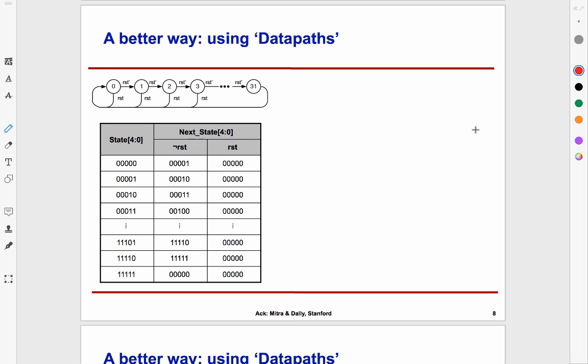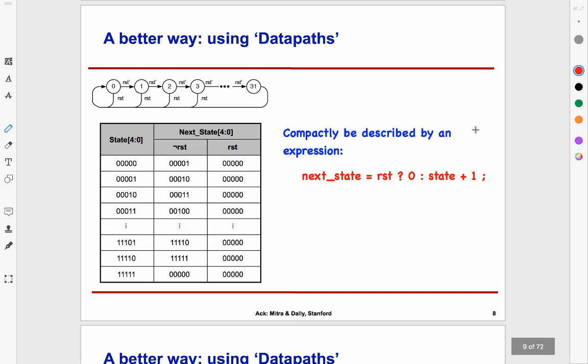Data paths are entities in which there are registers which hold data, and we have operations which manipulate that data. Okay, kind of like a program. So I may have a register called A, a register called B. I can say on a clock tick, take A, take B, add them, put them back into A. I can define operations on the data path, much like we do in a program.